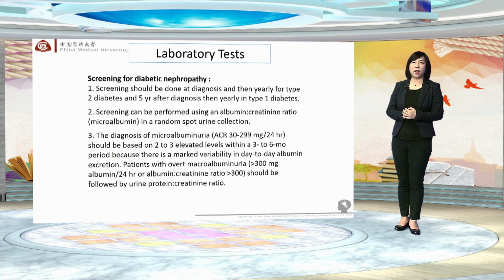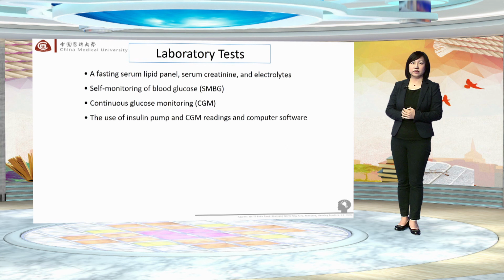Patients with overt microalbuminuria, that is, albumin to creatinine ratio over 300, should be followed by urine protein creatinine ratio. A fasting serum lipid panel, serum creatinine, and electrolytes should be obtained yearly on all adult patients with diabetes. Self-monitoring of blood glucose, referred to as SMBG, is crucial for assessing the effectiveness of the management plan. The frequency and timing of SMBG varies with the needs and goals of each patient.